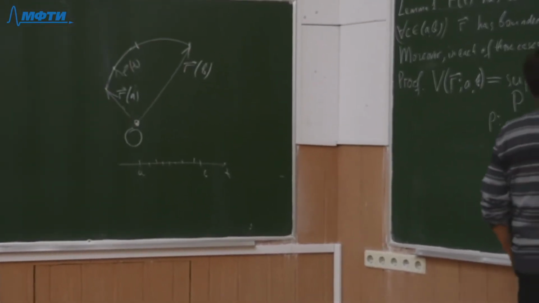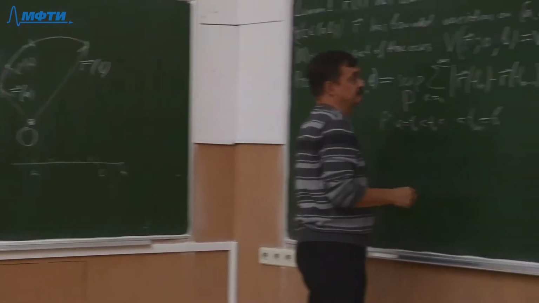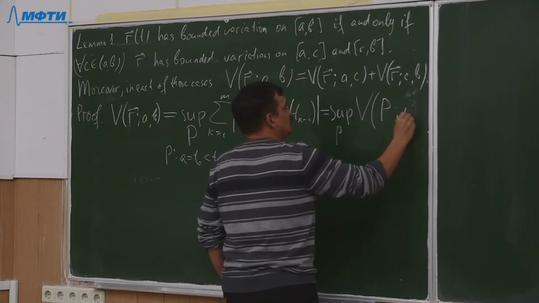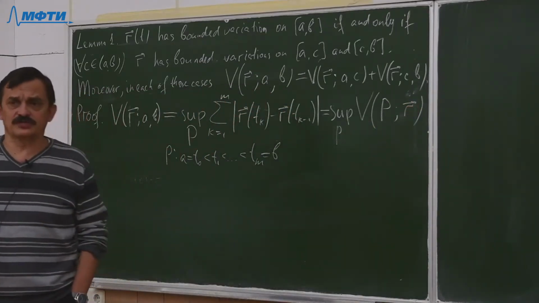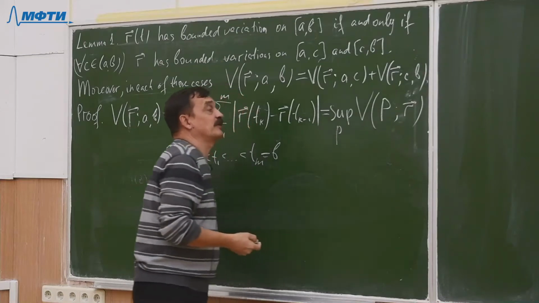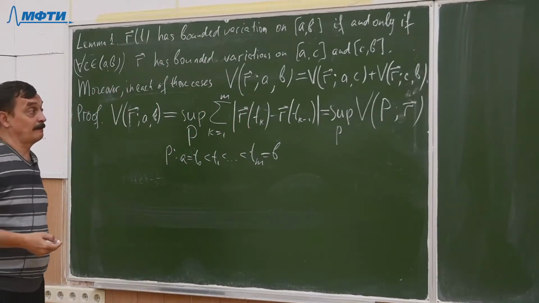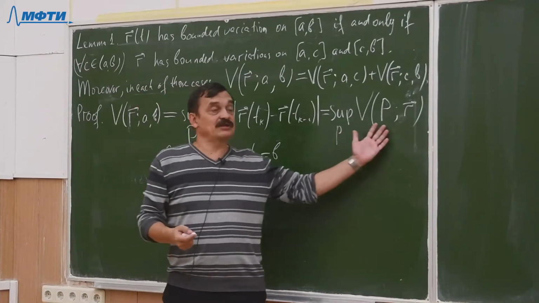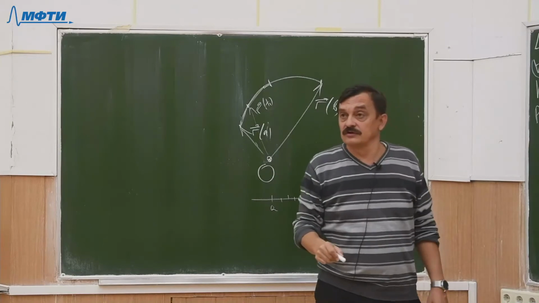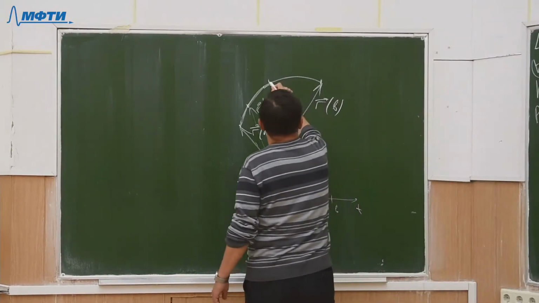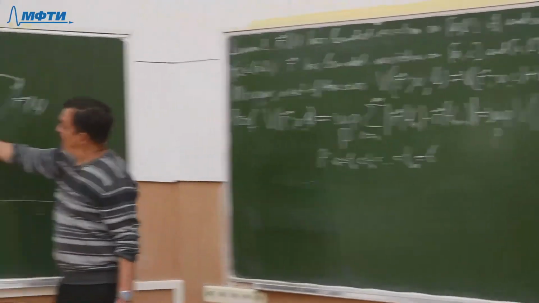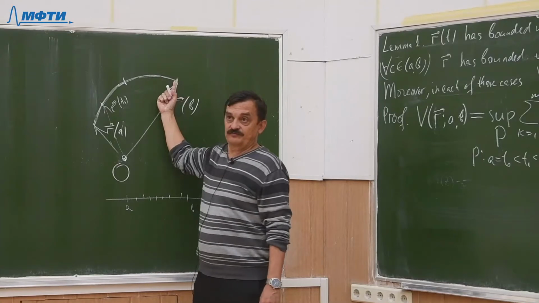Okay, let me denote it with a sum as total variation, not total variation, partial variation for the partition P. So what does it mean geometrically? That is the length of this polygonal curve. So V of P R is precisely the length of the inscribed polygonal curve. Okay?